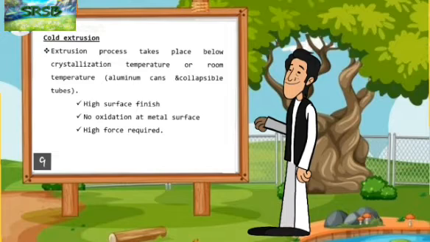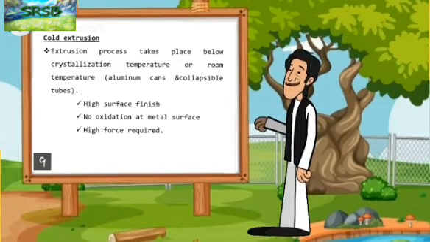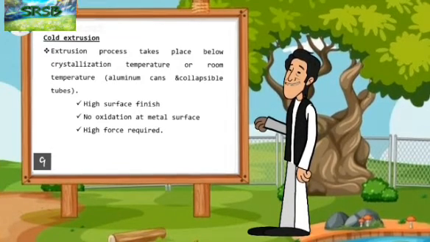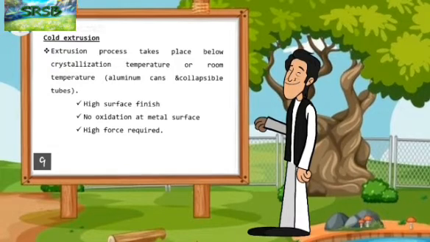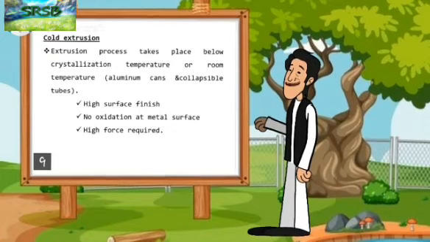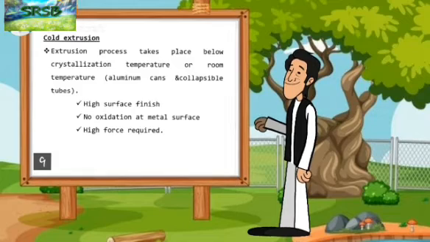In the cold extrusion process, the metal is worked below the recrystallization temperature or at room temperature. Generally, aluminum cans or collapsible tubes are mostly produced by this cold extrusion process. This process gives a good surface finish, because the metal is below the recrystallization temperature and there is no oxidation at the metal surface. These are the advantages of cold extrusion. But high force is required compared to the hot extrusion process.